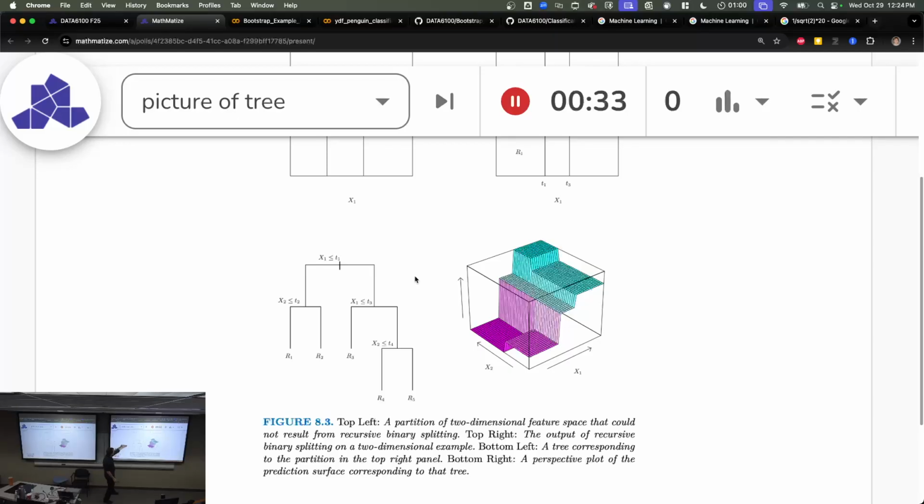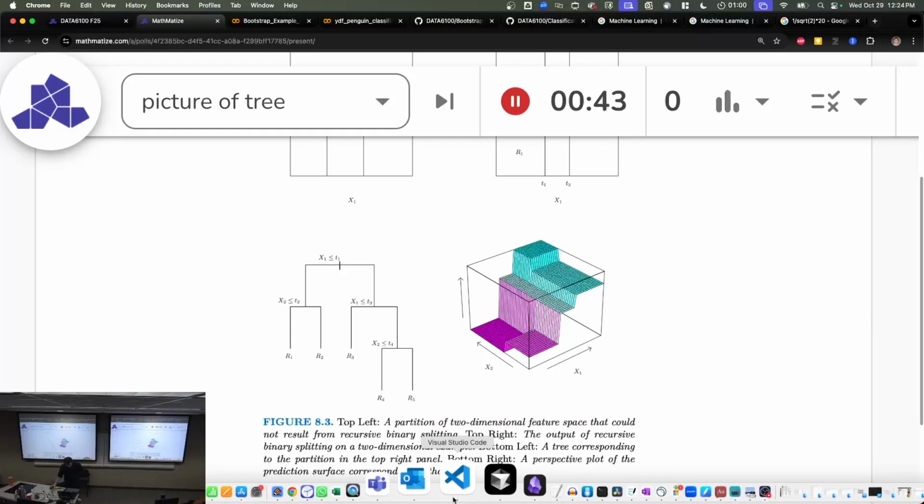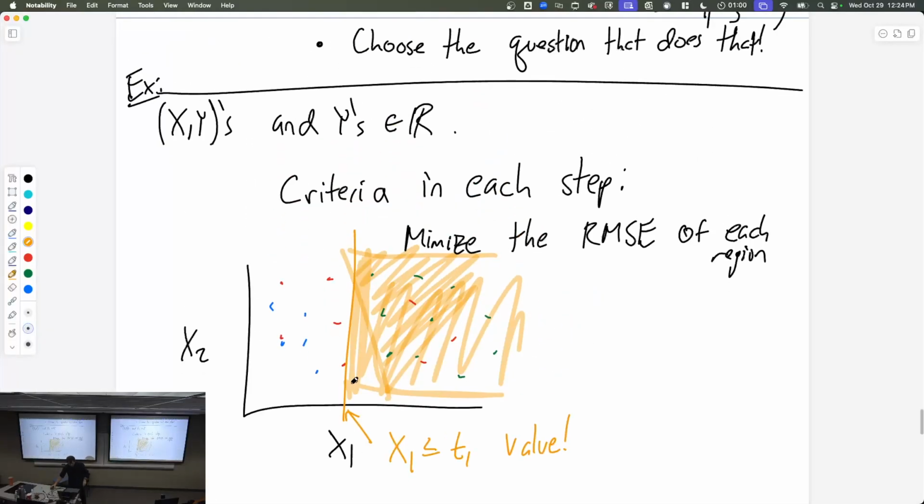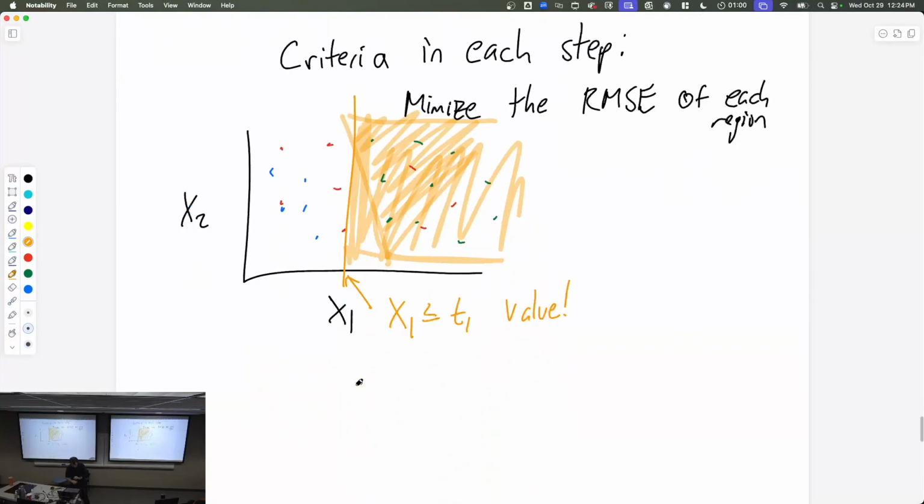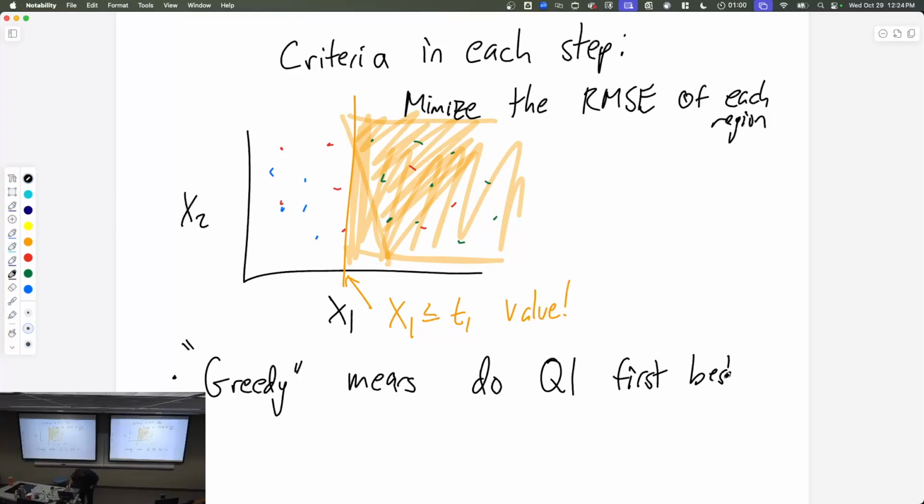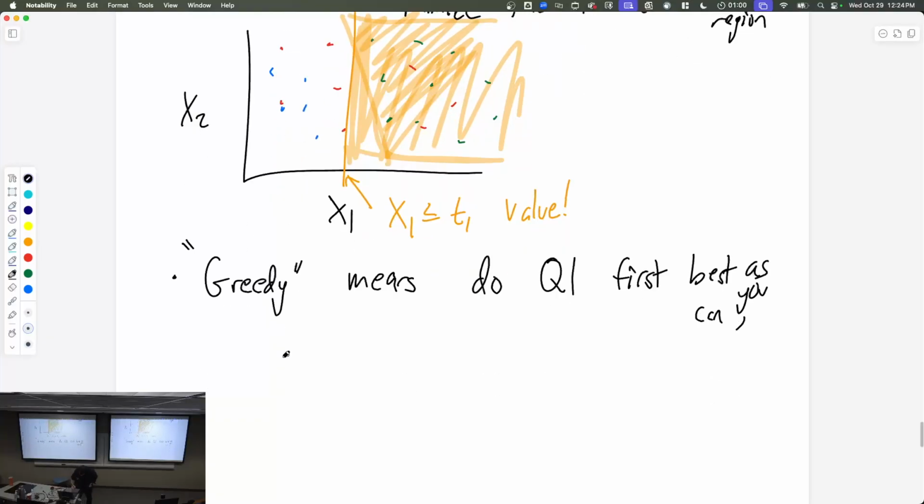Of course, to do this, you have to do it for one level and then another level. One way is to think ahead and consider all the divisions, but usually we just do the greedy algorithm. So let me say a word about the greedy algorithm. We normally do this greedily. Greedy means do question 1 first, as best as you can, then just repeat. Then repeat for further sub-questions.